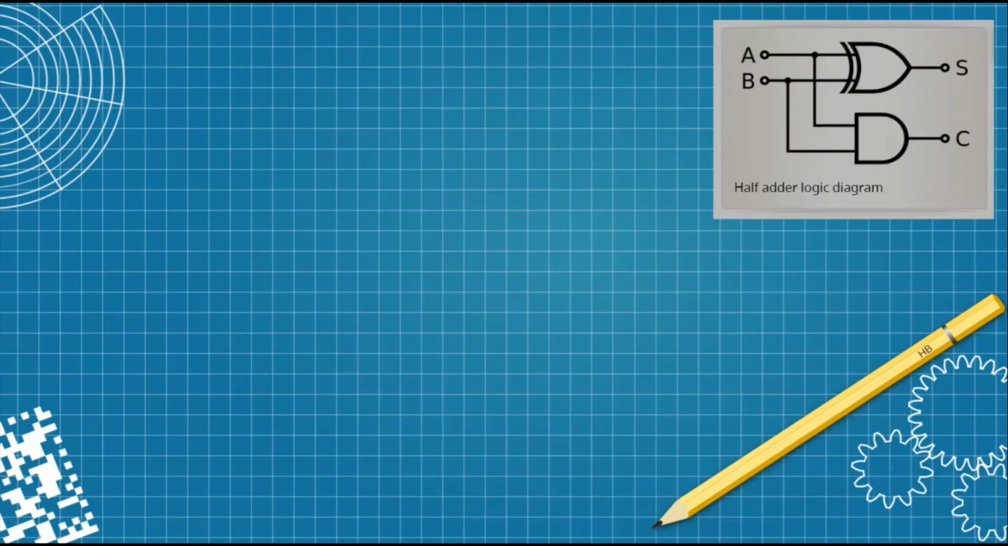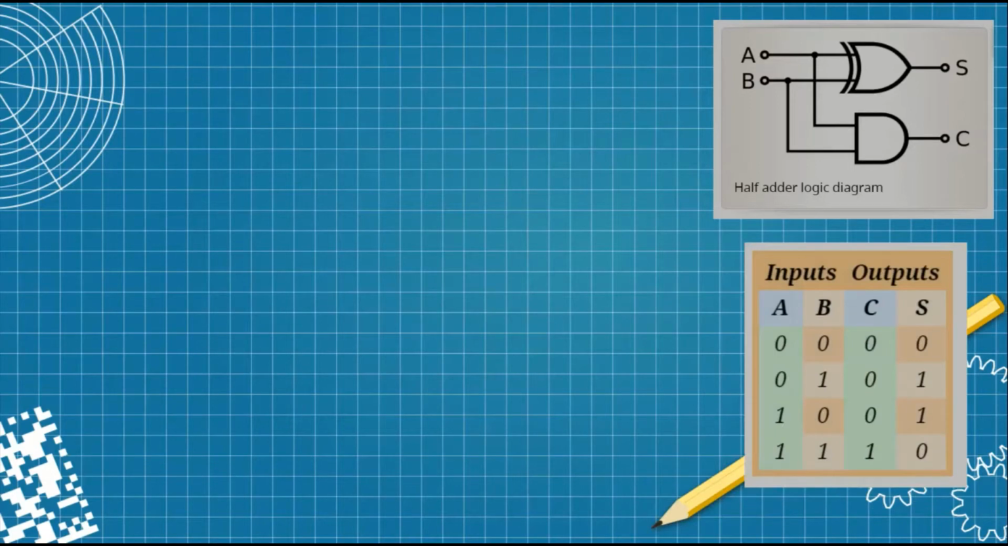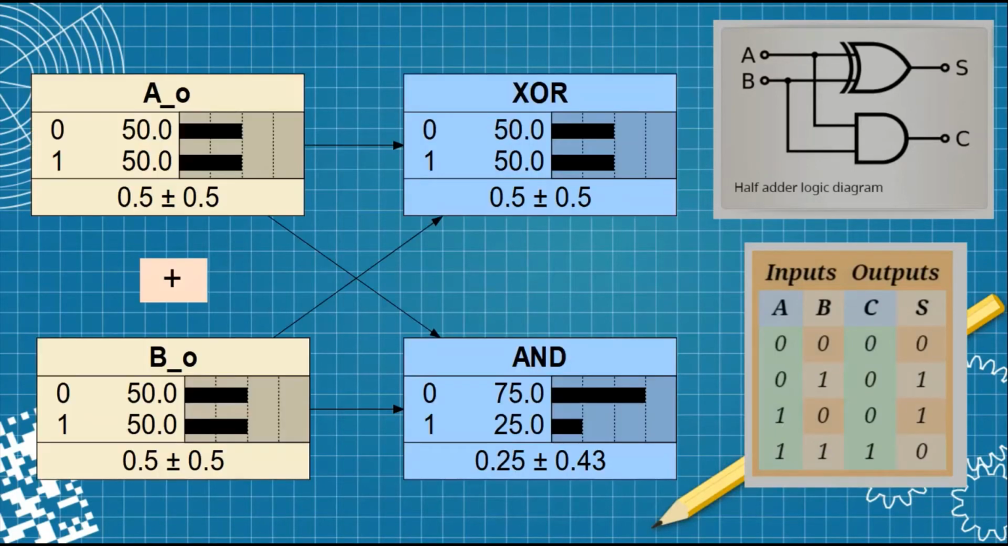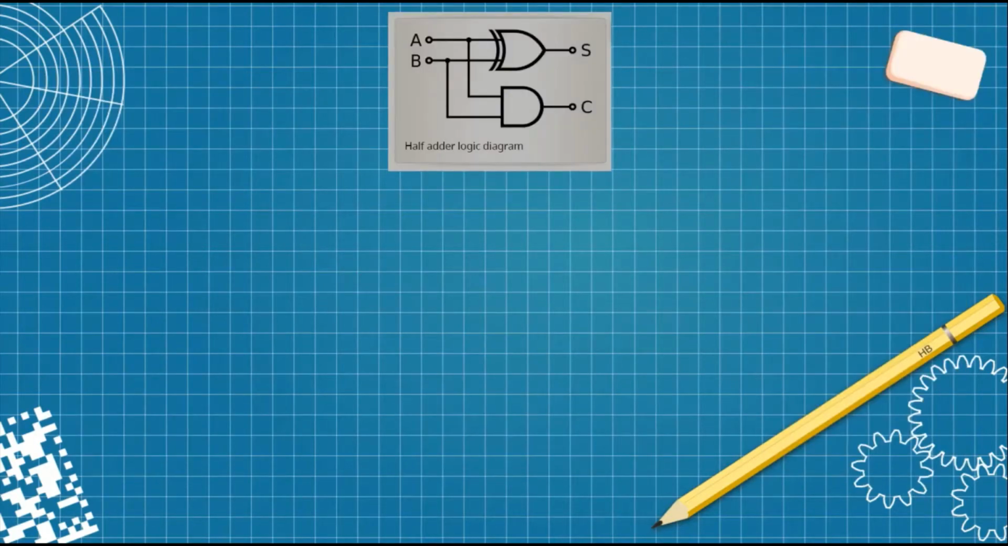So again, let's see. There's the half adder logic diagram. There's the truth table, and there's the result. It's that simple. All you do, you just connect the 2 inputs, A and B, to XOR and AND. Let me show in a detailed way what connects to what.